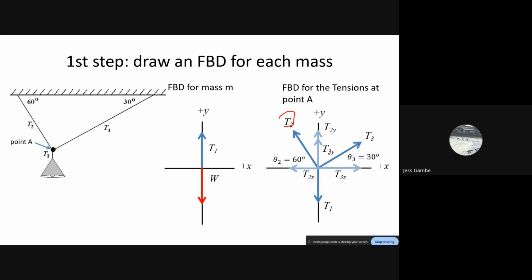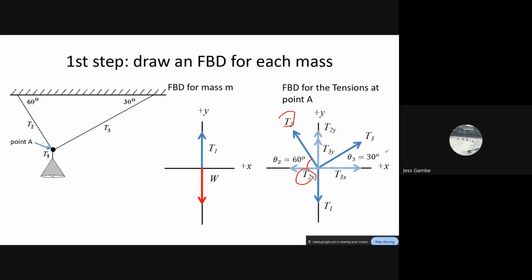T2 is on the x or y axis, but in the Cartesian coordinate system it is in the second quadrant. Your T3 is in the first quadrant. Your T2 here is T2y going upward, or T2x going to the left. Okay, and this is 60 degrees.